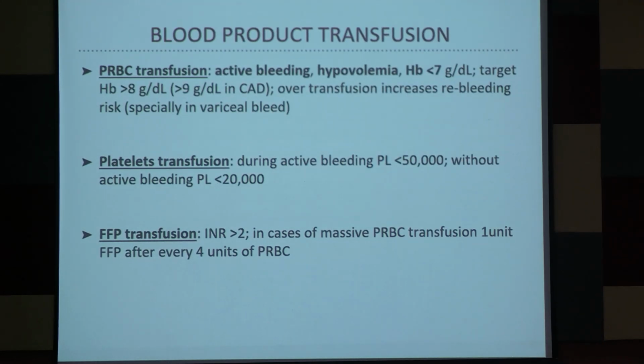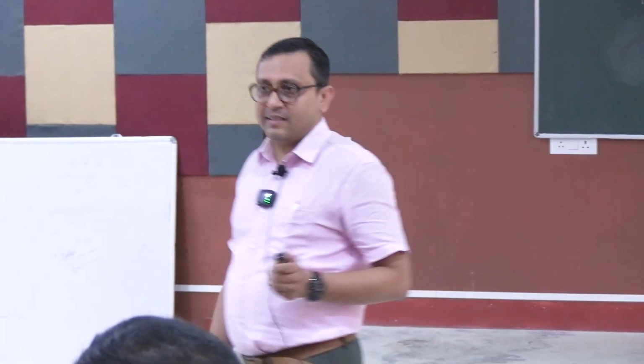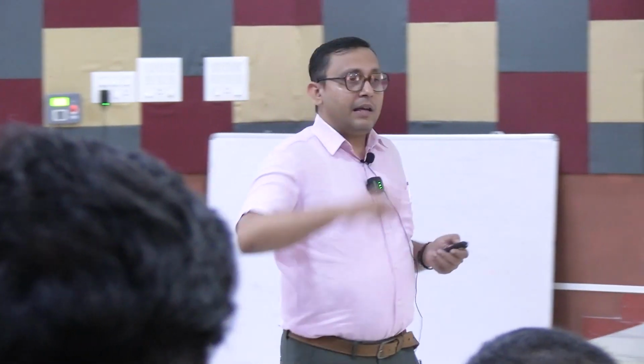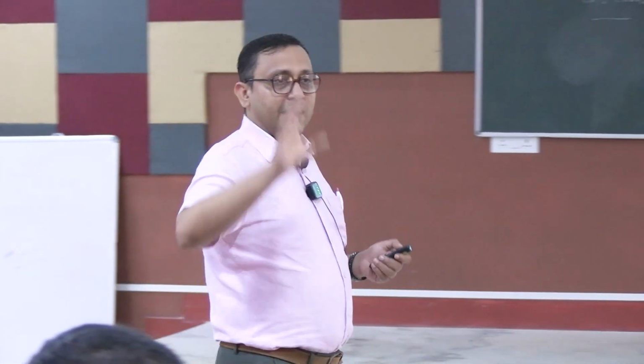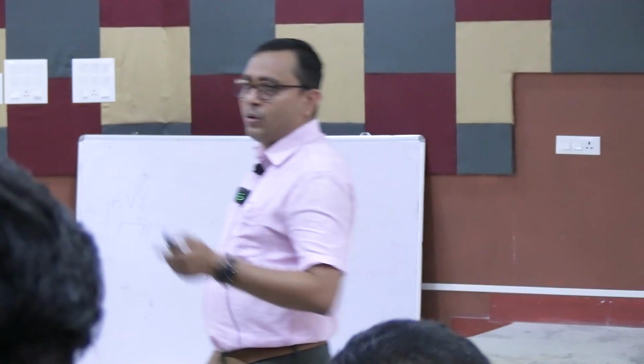ব্লাড অর ব্লাড প্রোডাক্ট ট্রান্সফিউশন, কতই আমি ট্রান্সফিউজ করব, হিমোগ্লোবিন লেস দ্যান হাউ মাচ, 7। ঠিক আছে, কত দূর ট্রান্সফিউজ করব, 8 ফর নর্মাল পেশেন্টস, 9 ফর কার্ডিয়াক ডিজিজ পেশেন্টস, দে রিকোয়ার হায়ার হিমোগ্লোবিন. Platelet transfusion, if a person is actively bleeding, then transfuse at 50,000. If the person's bleeding has stopped, then you can transfuse when platelet goes below 20,000.